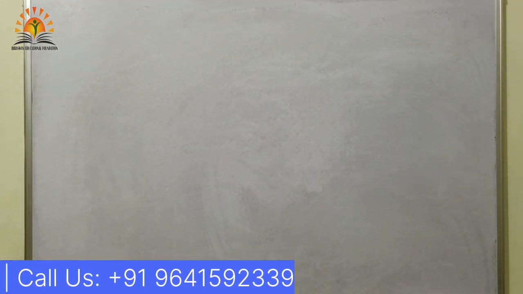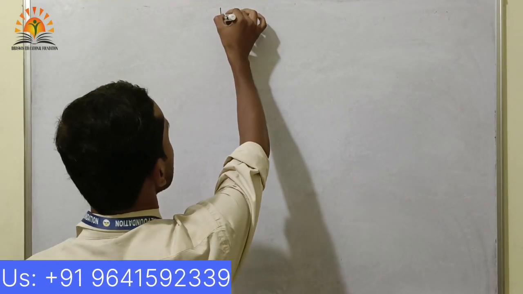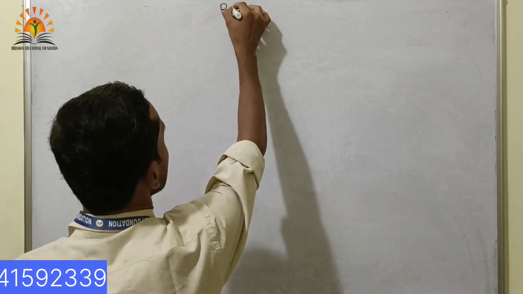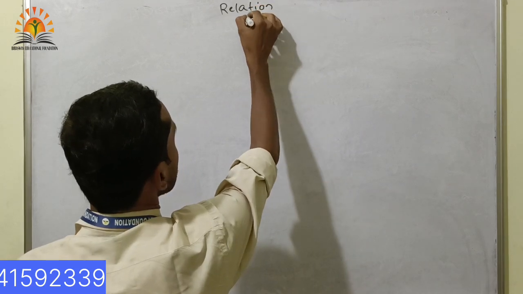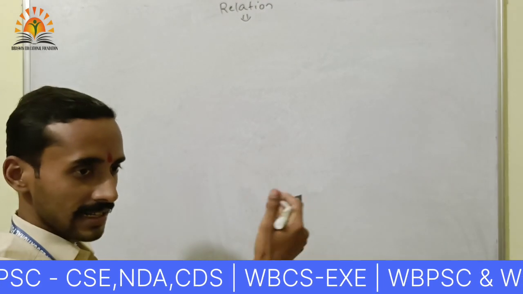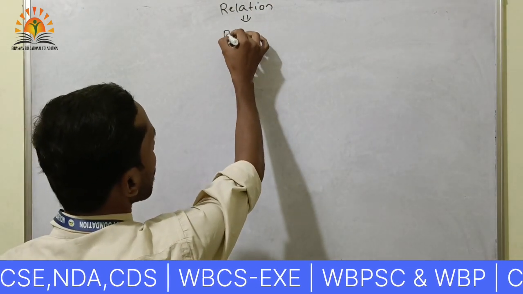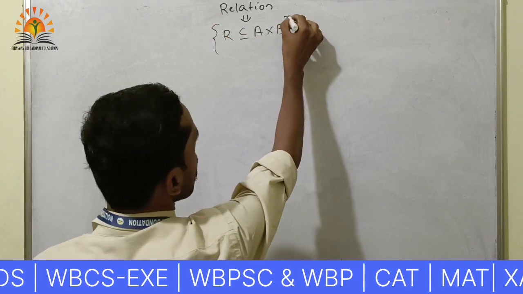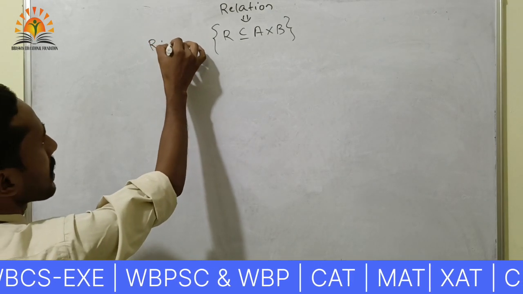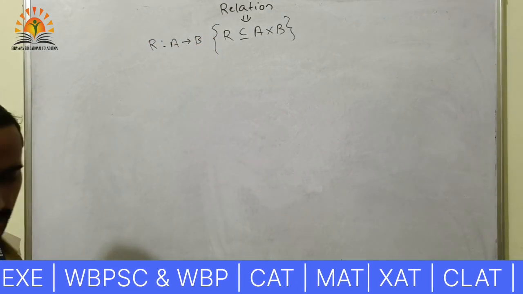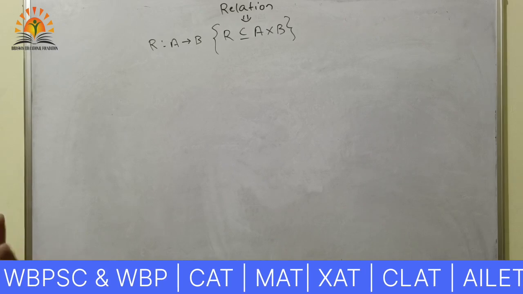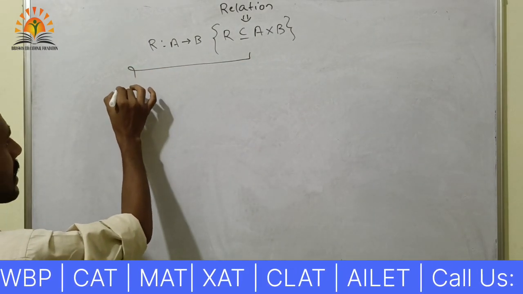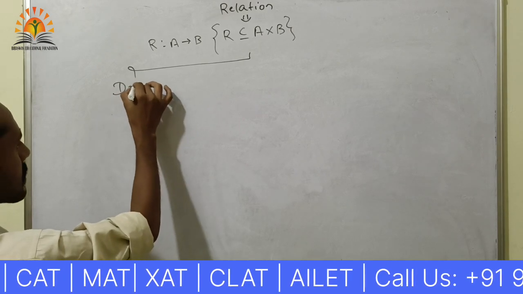We have already discussed relation. Then what is a relation? A relation is nothing but a subset of the Cartesian product. So we can say that R is a subset of the Cartesian product, and R is always from A to B. Clear? So there are three things to find in a relation. What are the three things? The domain of the relation.